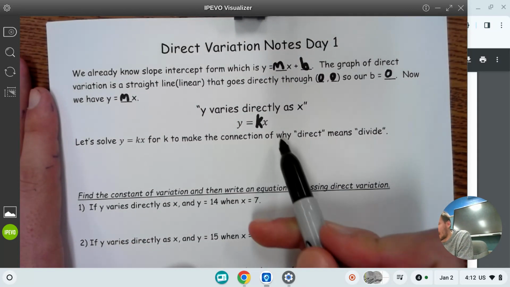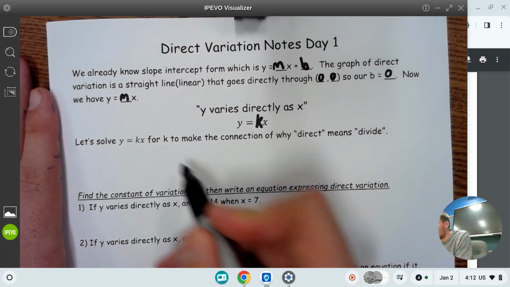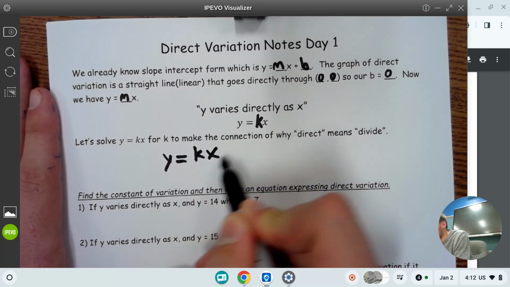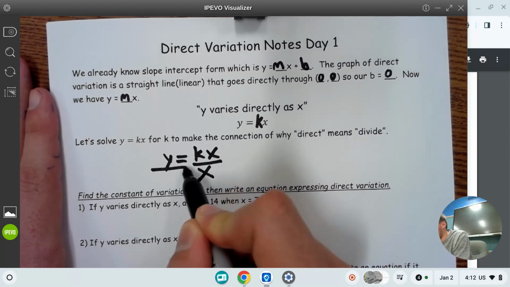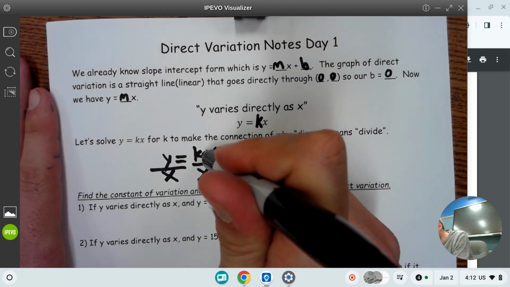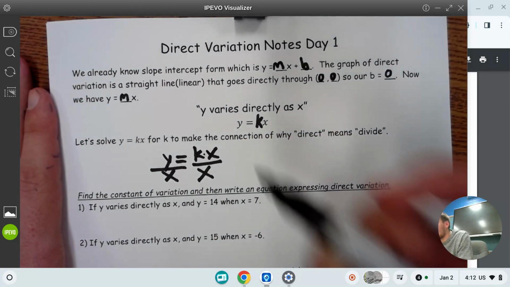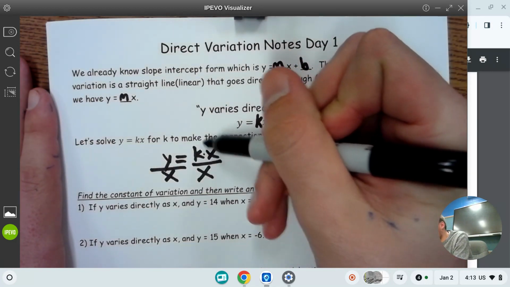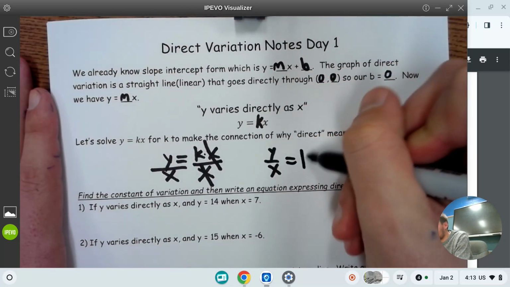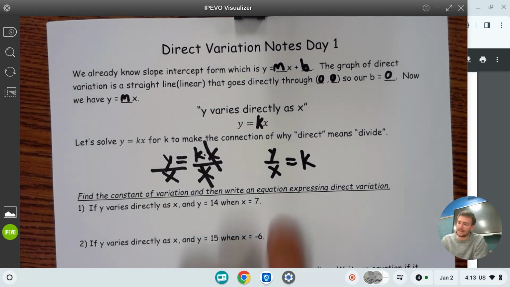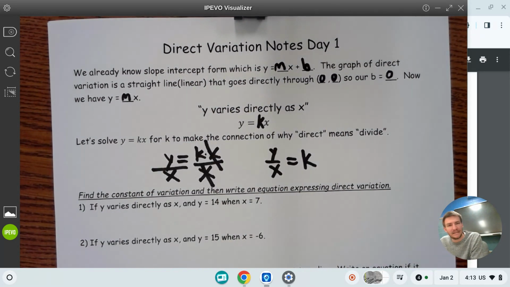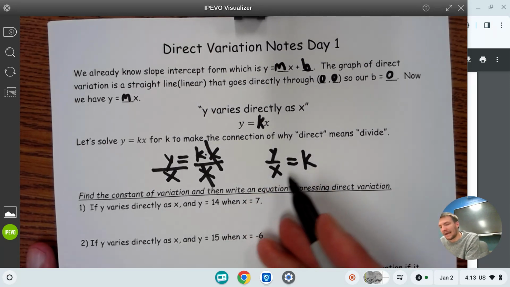If I want to find out what K is, let's solve for K. I want to move x to the other side. I'm going to do y equals kx, and divide by x, because that's how you move something to the other side. These are connected with multiplication, and I have to use divide. So now I'm going to have y over x equals k. We got this yesterday, on the notes from yesterday. This is your direct variation. Direct means divide. Y divided by x equals k.